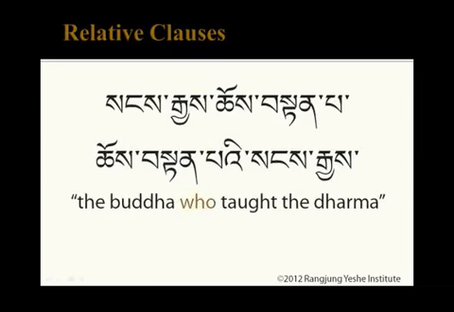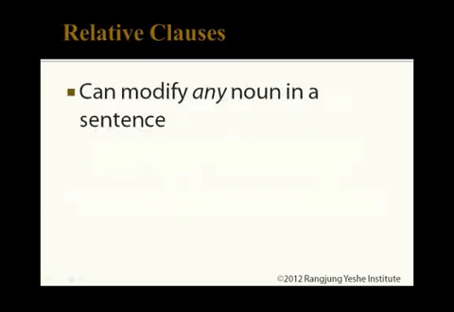When we translate relative clauses, we relate them to their noun using words like who, that, which, and so on. Look at the examples on pages 81 and 82 of your textbook for more practice with this. A relative clause can modify any noun in a sentence, not just the subject. When relative clauses are added to a sentence, they can make the sentence much longer and more complex.